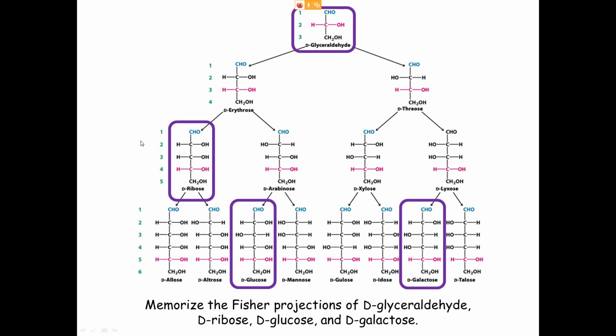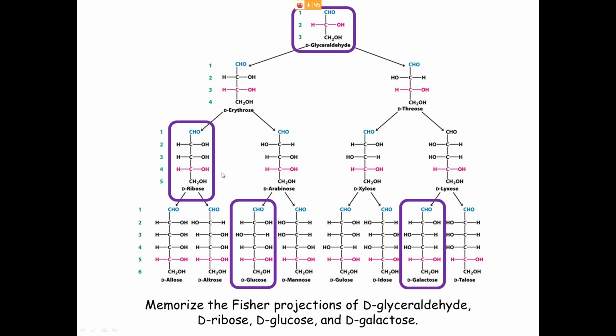Right, so moving on to the 5 carbons here, I want you to know ribose. Of the 4, it's the only arrangement where all the OHs are on the right. Okay, it's very easy to remember because it's ribose. So in D-ribose, all the OHs are on the right. Okay, very easy to remember.